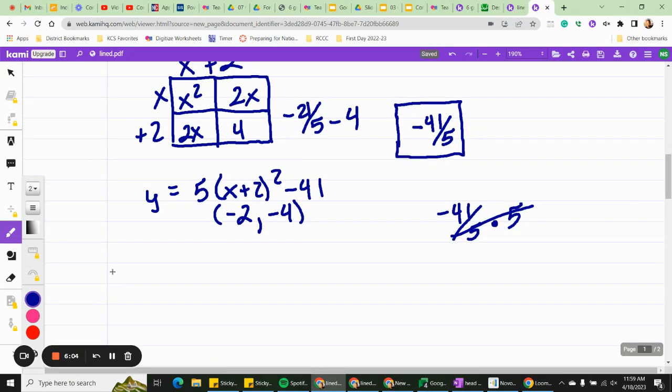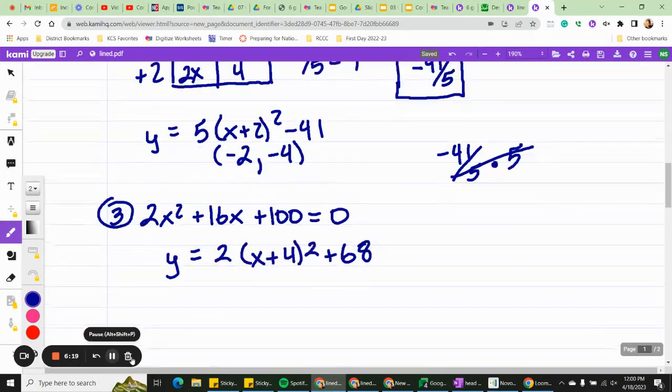Now, you pause the video and try this next one. 2x squared plus 16x plus 100 equals 0. You want to set up your box and divide everything by that first thing first. You should get y equals 2 times x plus 4 squared plus 68 as your final answer. And there you have it.